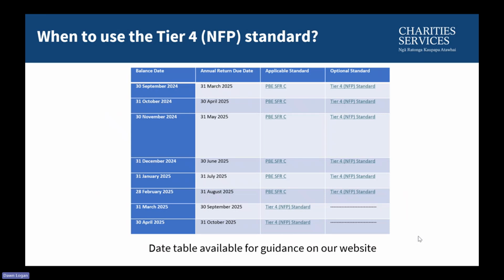The table above shows recent and future balance dates, when their respective annual returns and performance reports are due, if the Tier 4 NFP standard is required to be used, and when it can be opted into. If you have a balance date before 30 September 2024 and haven't yet filed your performance report and annual return, you're also able to use the updated Tier 4 NFP standard as long as your financial year began after the 1st of July 2023. That means a year-end date of 30 June 2024.